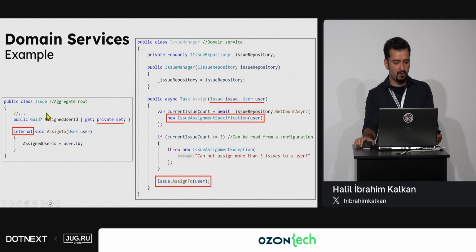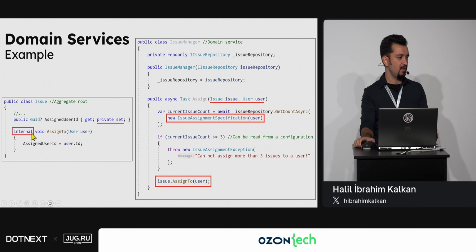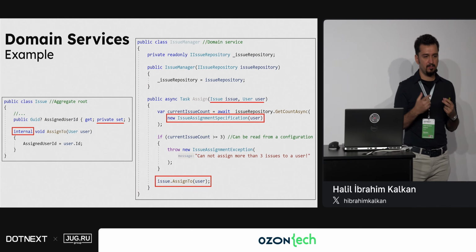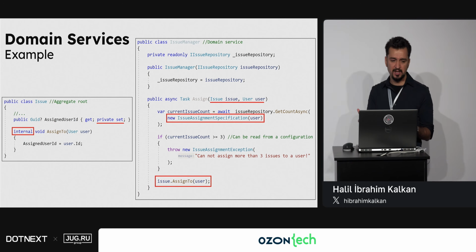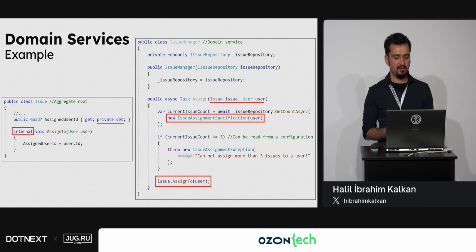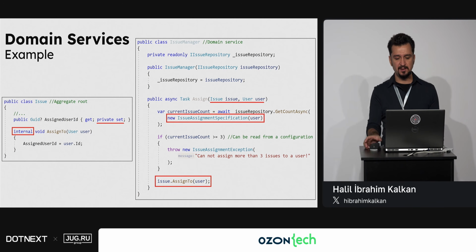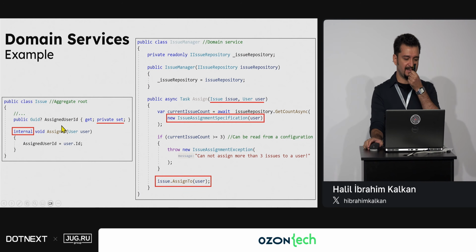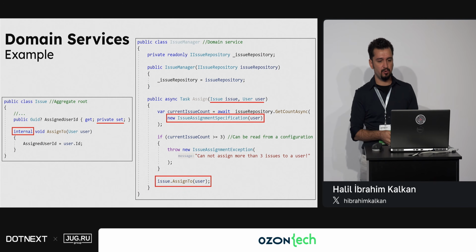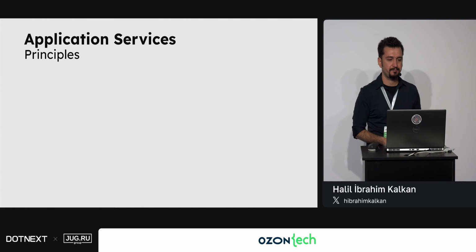And for the issue entity, we can make the assign method internal. When you make a method internal, you know it's only accessible in the same .NET project or .NET package, however you define. So it's not usable on the application layer, for example. For the application layer, your only chance is to use the issue manager's assign method to assign a task to a user. So you enforce using this domain service method for this operation.